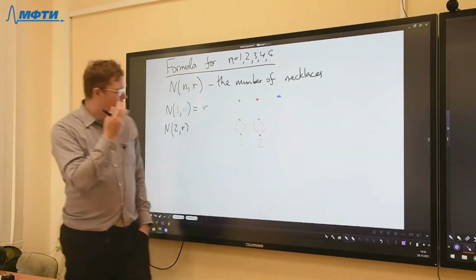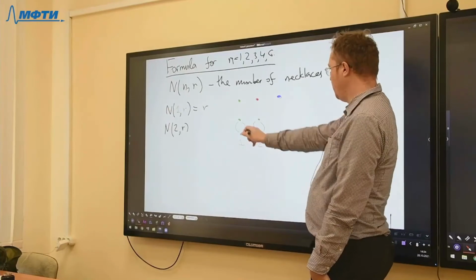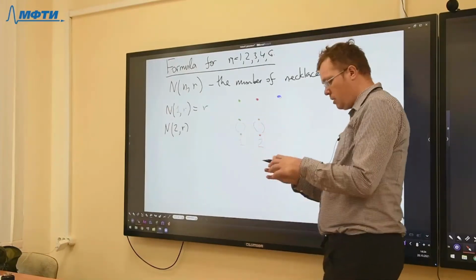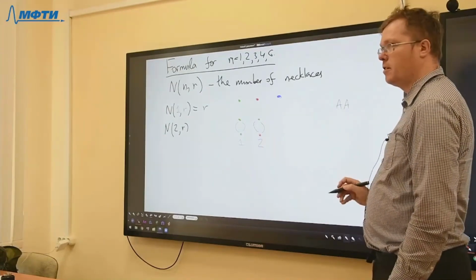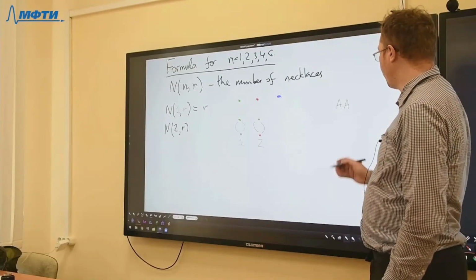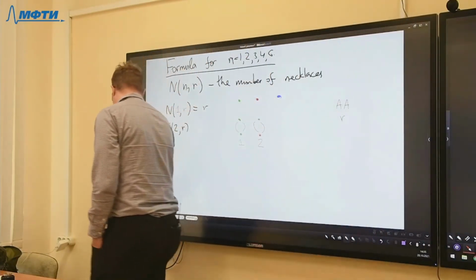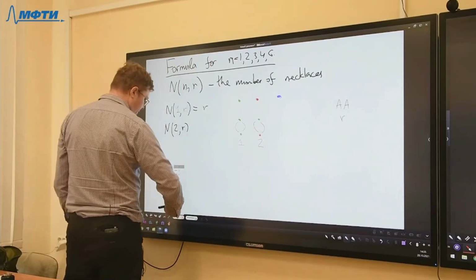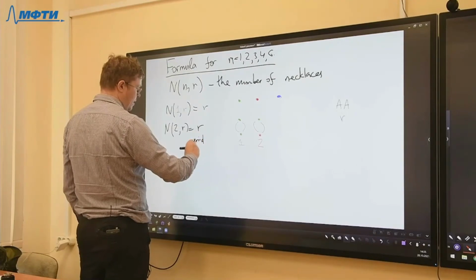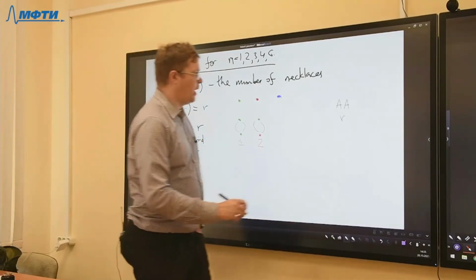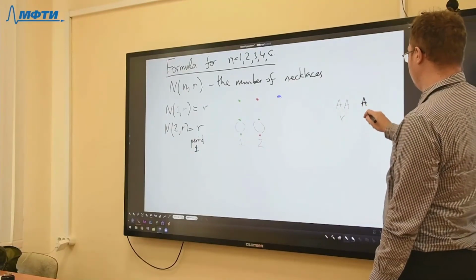Okay, so what are the necklaces of period 1? If we look at the usual words, it means that they consist only of one letter. So we have exactly R elements of period 1, and for them we will have exactly R necklaces. Period 1.